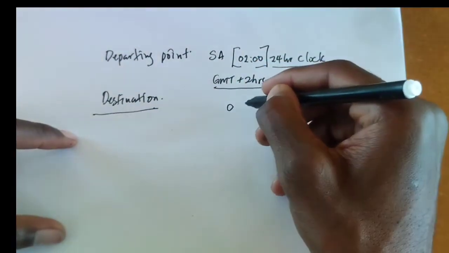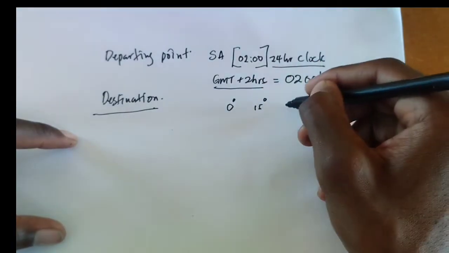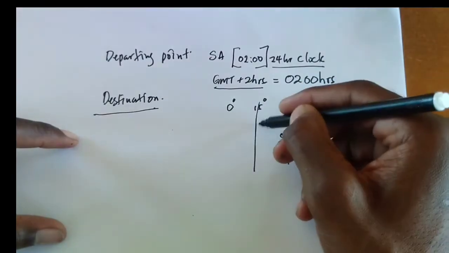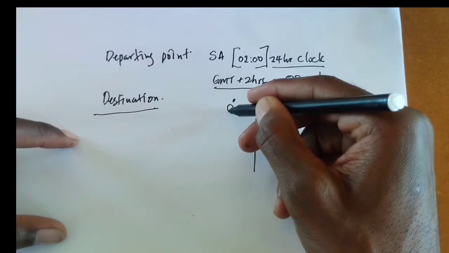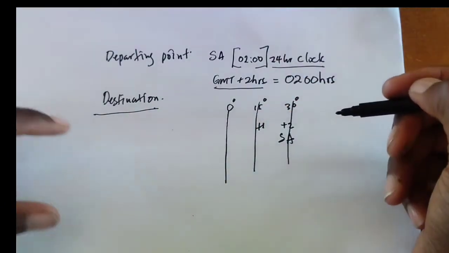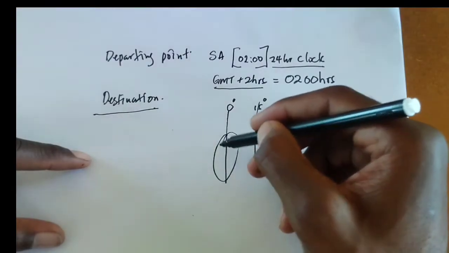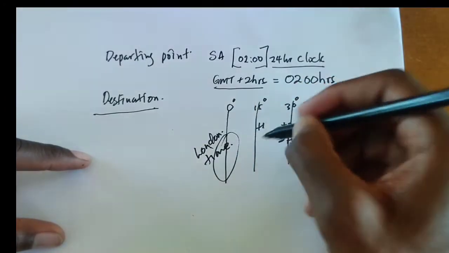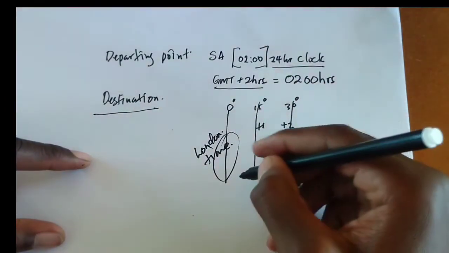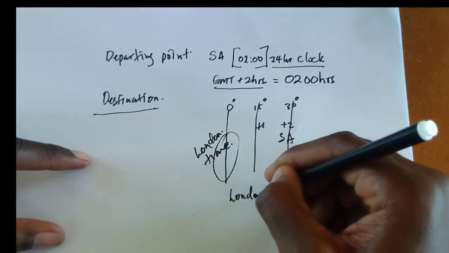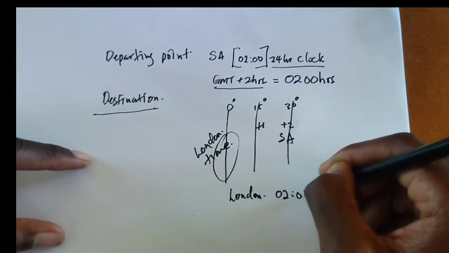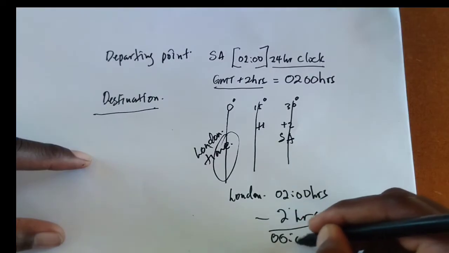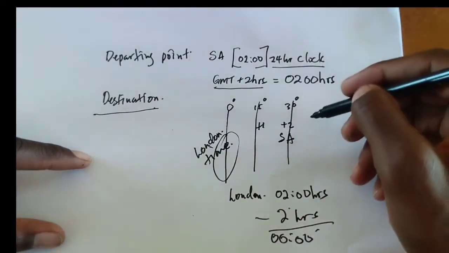It means now from 0 degree, 15 degree, 30 degree, your South Africa is here, and here is +1, here is +2, and here is 0. So now, if you want to find a London time, the London time is going to be 2 hours behind the South African time. So London is going to be 0200 hours minus 2 hours, which is going to be 0000. So that is it on that one.